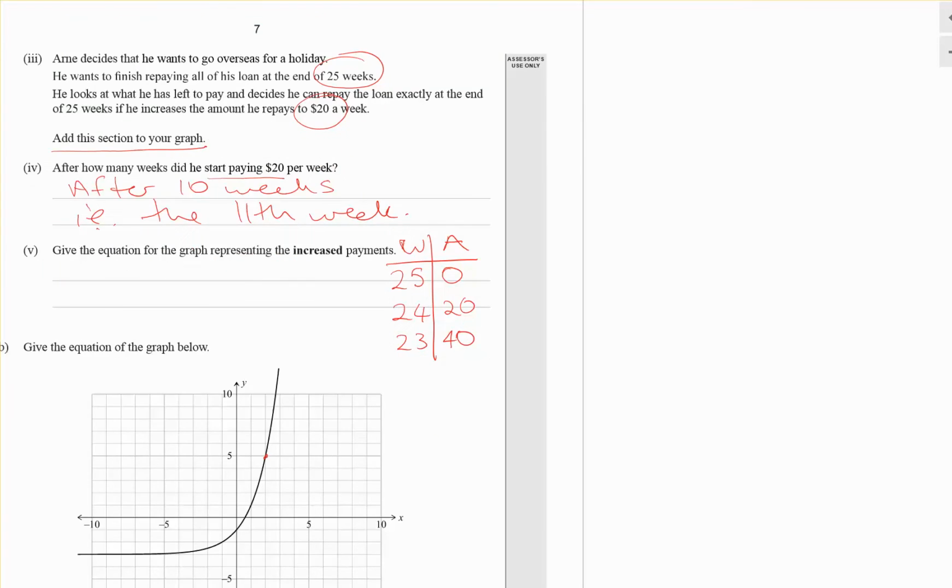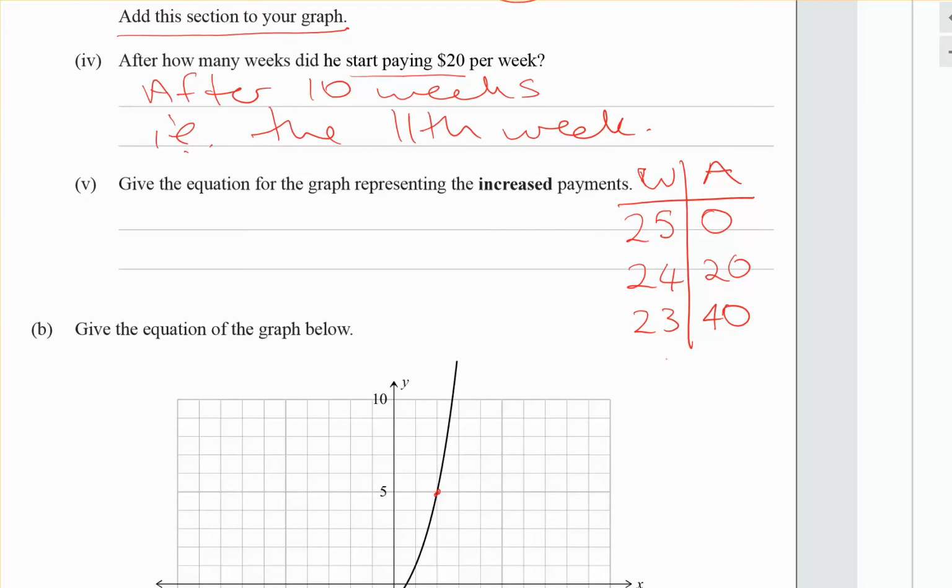We go into stat on the calculator. Using stat, it's a linear graph. Even though we've drawn it as a step function, we'll choose linear on the calculator because it's an approximately straight line with the same payments, giving us an equation of A equals minus 20 W plus 500. The minus 20 sounds good because that's the gradient.